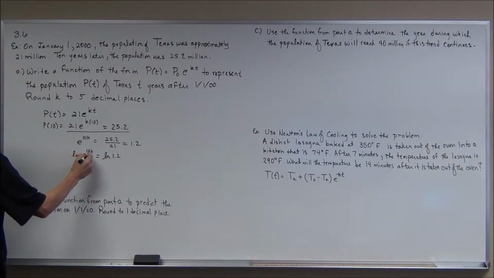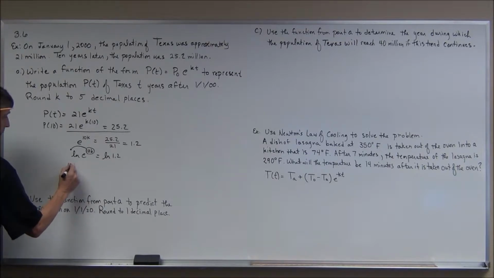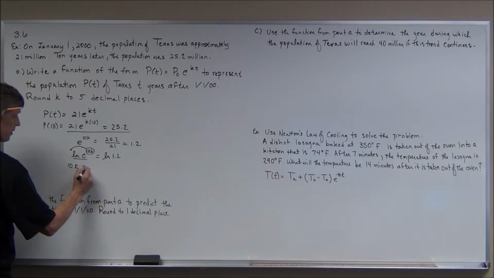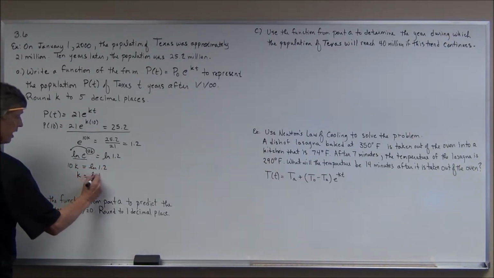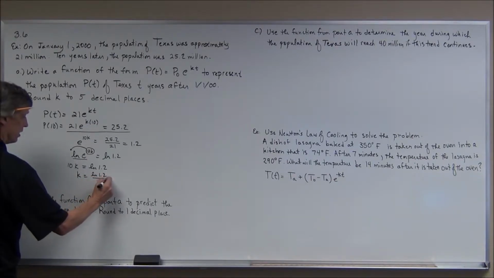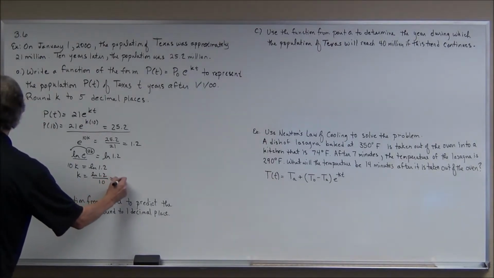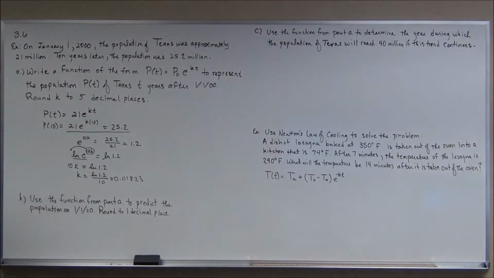I'm going to use my property of logarithms and bring the power out in front, one of the laws of logarithms. I get 10k. Actually, because this is a natural log and this is e, this just equals 10k. I don't even have to worry about rewriting because the natural log of e is just 1. And then I'm going to divide both sides by 10, and I get the natural log of 1.2 divided by 10, which is approximately 0.01823. That's 5 decimal places, just like they asked for.